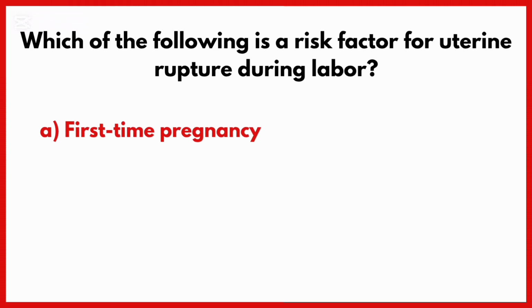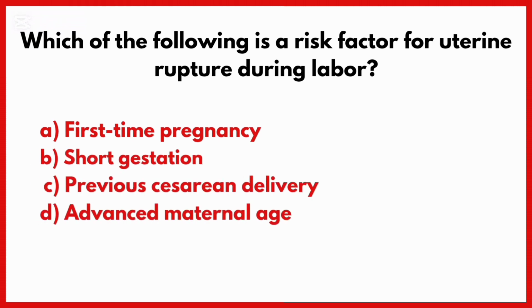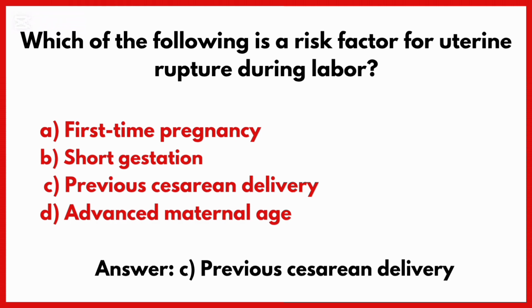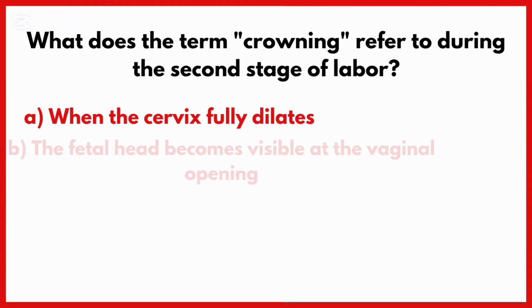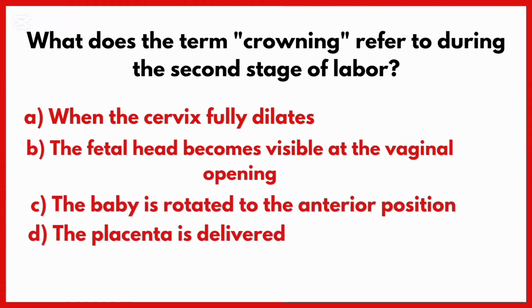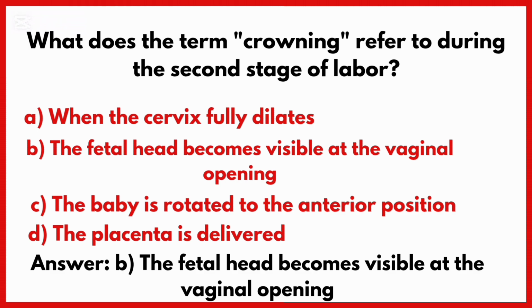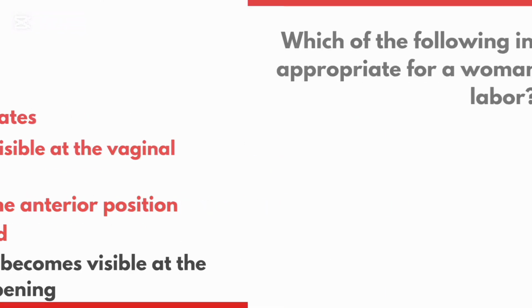Which of the following is a risk factor for uterine rupture during labor? Correct answer is option C, previous cesarean delivery. What does the term crowning refer to during the second stage of labor? Correct answer is option B, the fetal head becomes visible at the vaginal opening.